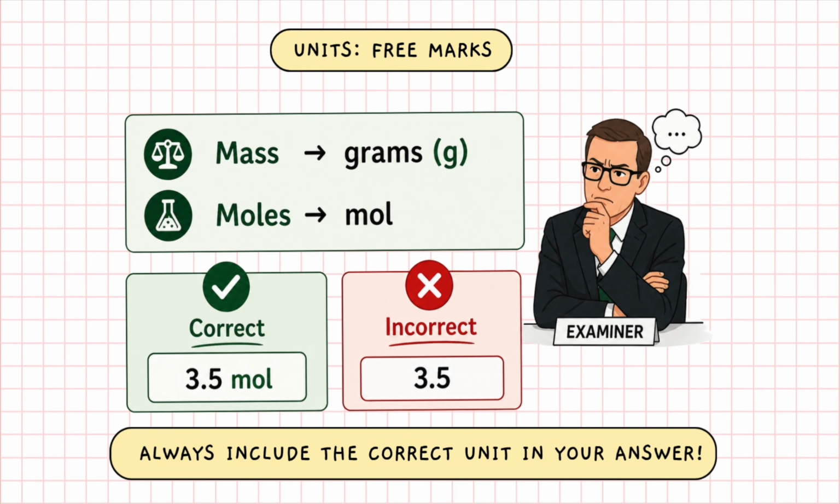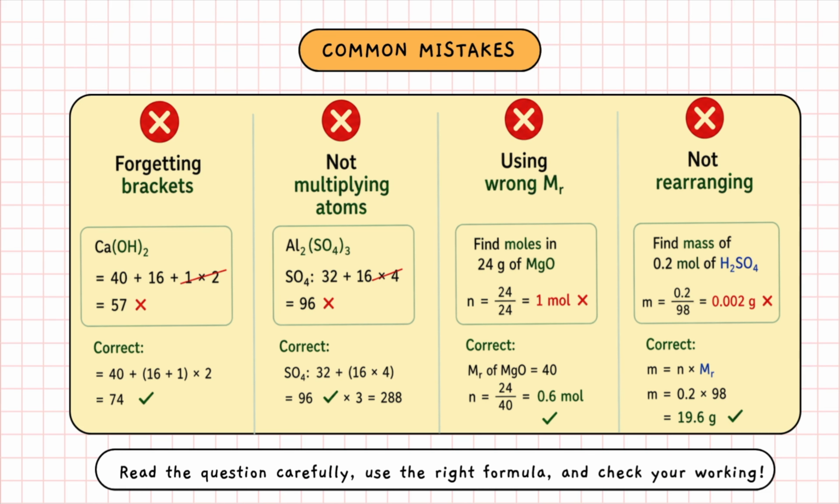Units matter. Mass is measured in grams, moles are measured in mol. So don't just write 3.5, write 3.5 mol. Tiny detail, easy mark, don't donate it to the examiner. These are the big mistakes: forgetting brackets, not multiplying atoms properly, using the wrong Mr, and rearranging the equation wrong. Avoid these and this topic becomes much easier.